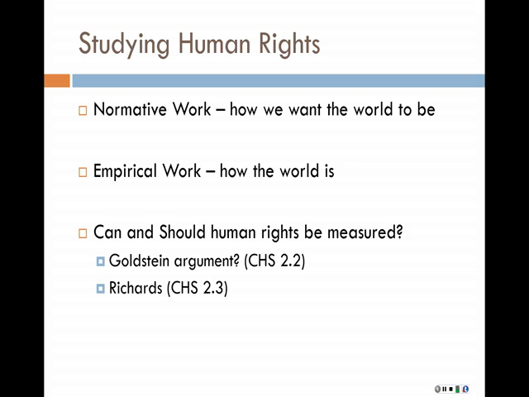And so this is what the selections in your textbook by Goldstein and Richards are kind of getting at in terms of can we measure and should we measure, and then we'll talk about how and why. So for Goldstein, he tends to address what are some of the problems that we encounter in terms of obtaining reliable human rights data. If we're wanting to measure political phenomenon like voting patterns, we have to look at the underlying data. Where do we go to look at data records or voting records in terms of collecting data?